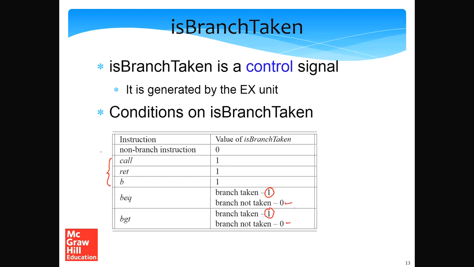Alright, so is branch taken basically says whether it's a taken branch or not. If it is not taken because B, Q, and BGT evaluate to false, or it's not a branch instruction, the value of is branch taken is 0, otherwise it is 1.